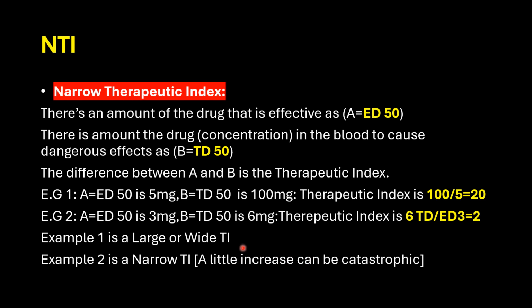You can judge it yourself. The one with wide therapeutic index, you can give 5 milligram and the patient will feel better, and you need to give up to 100 milligram before we run into trouble. While the other one, the 3 milligram, will make the patient feel better, and just 6 milligram will cause the trouble. You can see that one is wider, the other one is narrow.